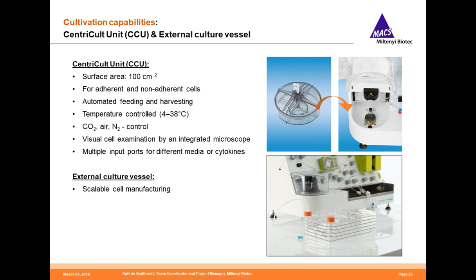So it's also possible to have the automated feeding and harvesting procedure with the centrifugal unit. It's temperature controlled from 4 to 38 degrees. Also CO2, air, and N2 controlled to get a sufficient environment for cell growing. We have a microscope integrated here in the Prodigy for visual cell examination. And of course, multiple input ports for different media or cytokines.